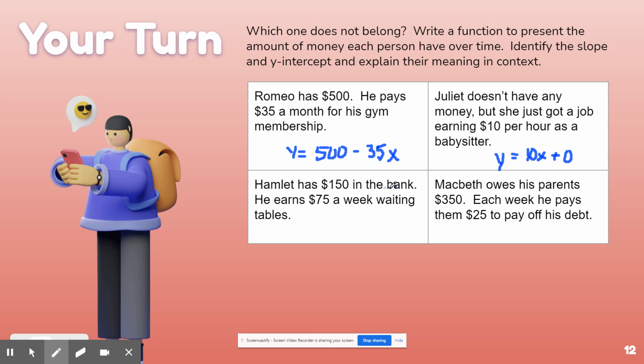It says Hamlet has $150 in the bank. He earns $75 a week. This one could be y equals 75 times however many weeks he's waiting on tables, plus 150. This one would be Macbeth owes his parents $350. Each week he pays them $25 to pay off his debt. So it says this one could be y equals negative 25 because he's losing $25, right?